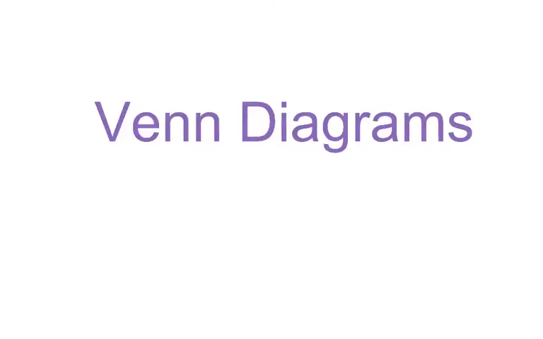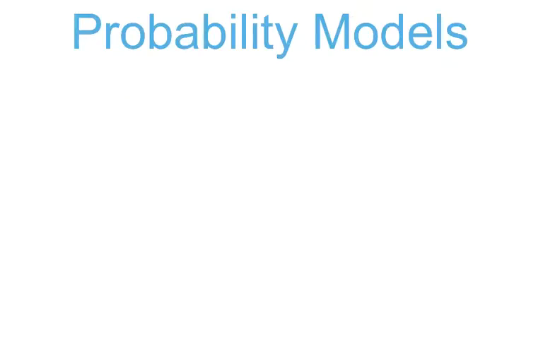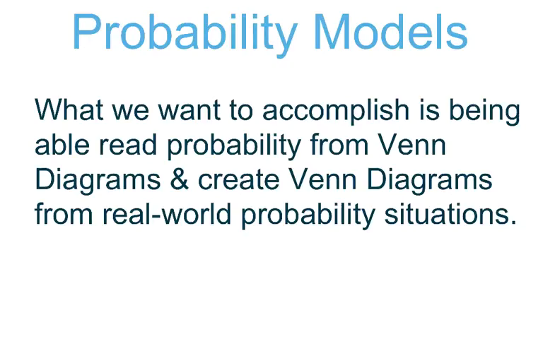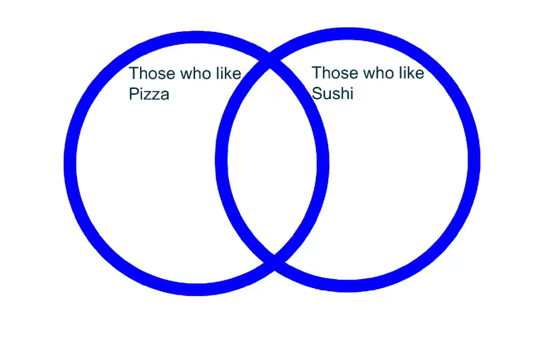Today we're going to talk about Venn diagrams. This is in a section for probability in Unit 2 where we model the probability. What we want to be able to accomplish is being able to read probability from a Venn diagram, and we also want to create Venn diagrams from real-world probability situations.